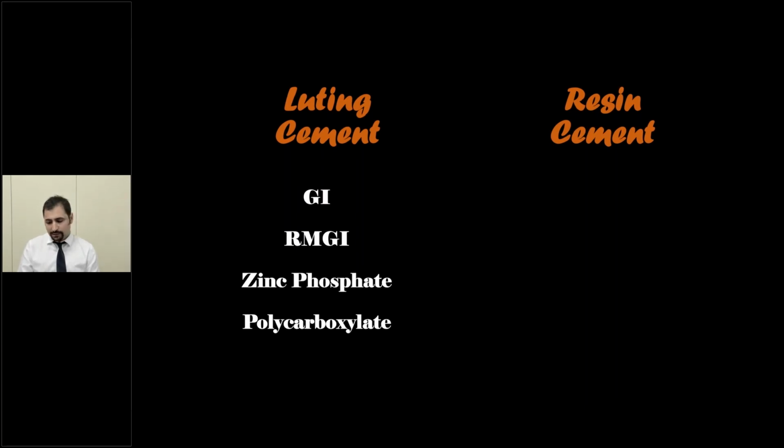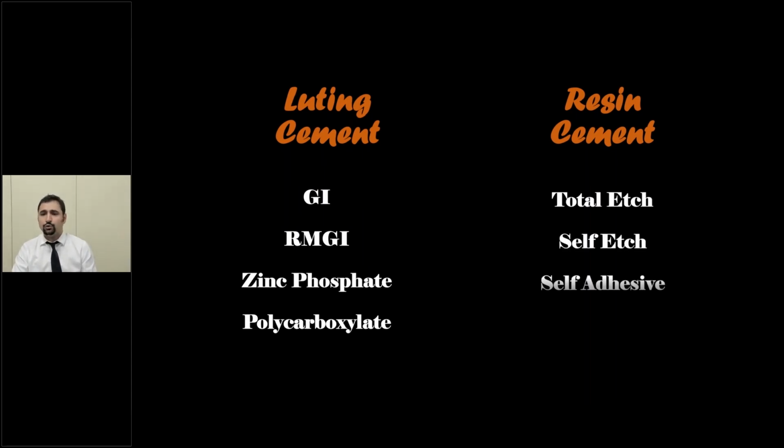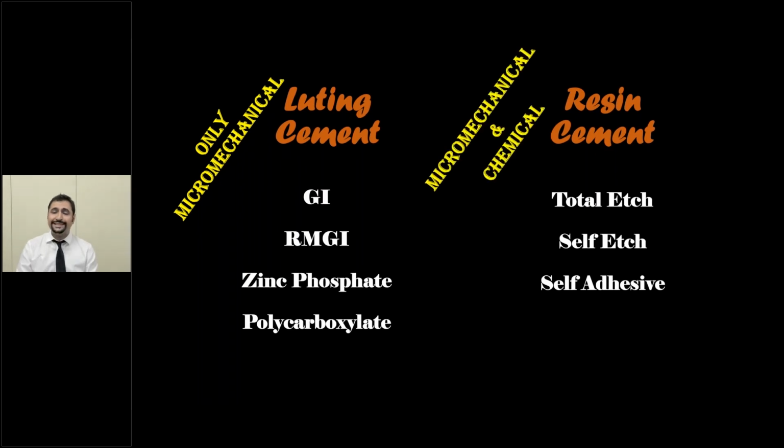So these are cements that are going to lute the crown, and they're not necessarily bonding to the ceramic restoration in order to hold it in place. On the other hand, we have resin cements that we can further classify into total etch, self etch, and self adhesive, and we're going to go over the differences between these as well. Now, luting cements only provide micromechanical retention. However, resin cements provide chemical bonding that provides chemical retention to the crown that does not exist in luting cements.